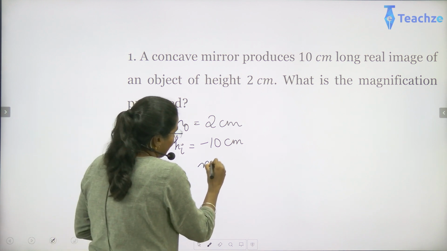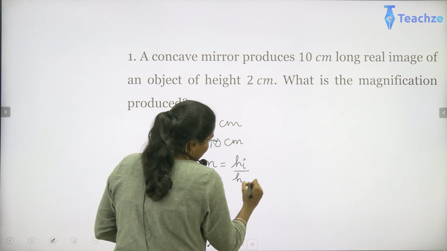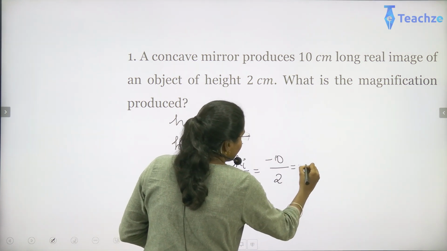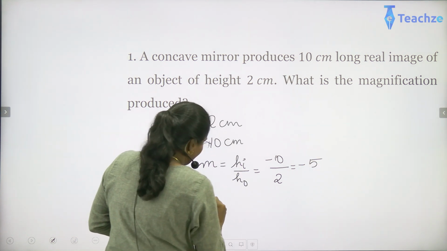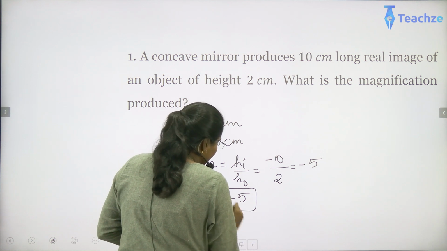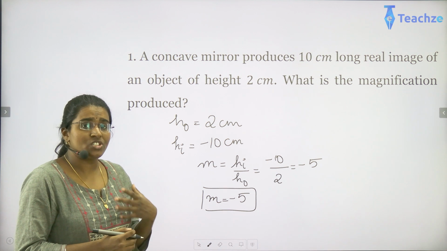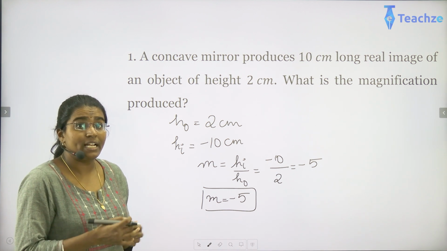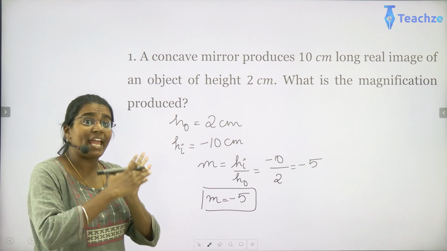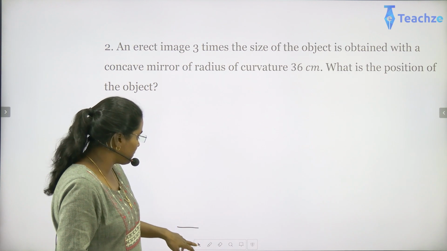So m is equal to hi by ho. So minus 10 by 2, which is minus 5. So magnification here is minus 5. Minus here represents that it is a real image, and how much the object has been magnified? It has been magnified 5 times. Okay, it has been enlarged.